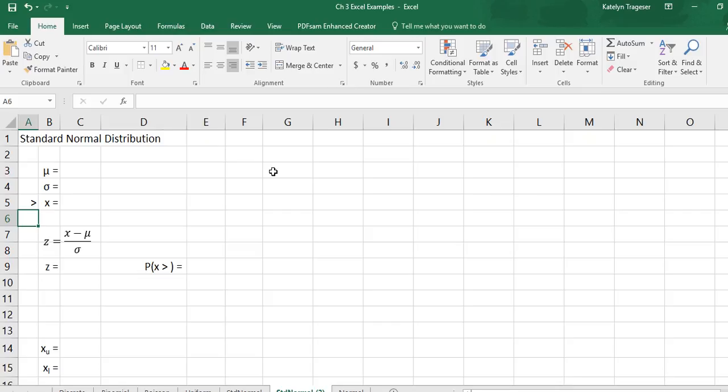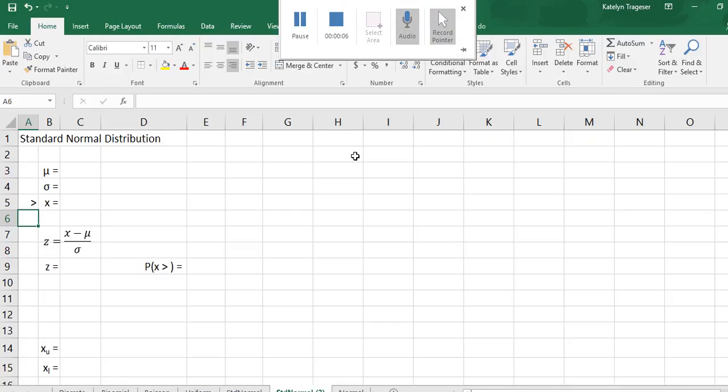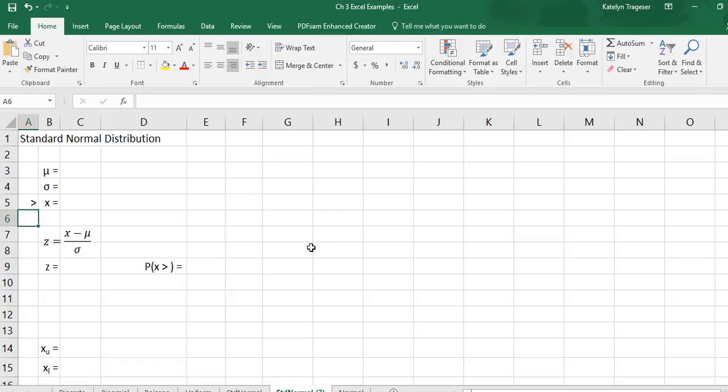Many times we run into situations, real world examples, where we have a normal distribution, but not a standard normal distribution. So we can compute probabilities for any normal distribution by converting it to a standard normal distribution. And we do that through the use of this equation, z equals x minus mu divided by the standard deviation.